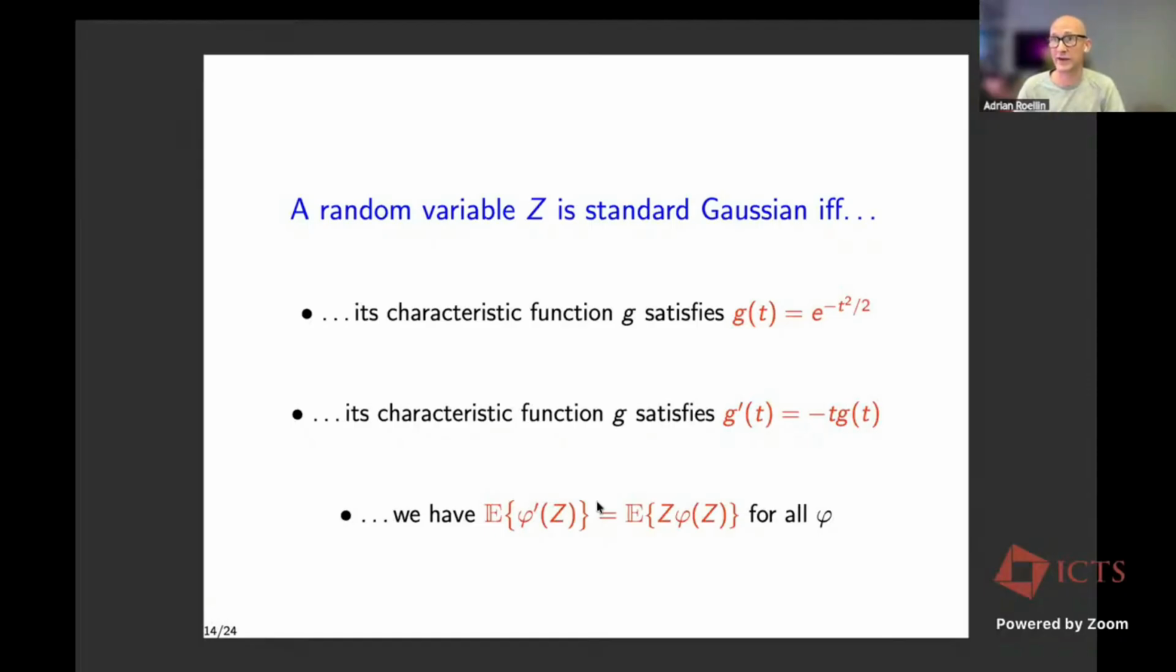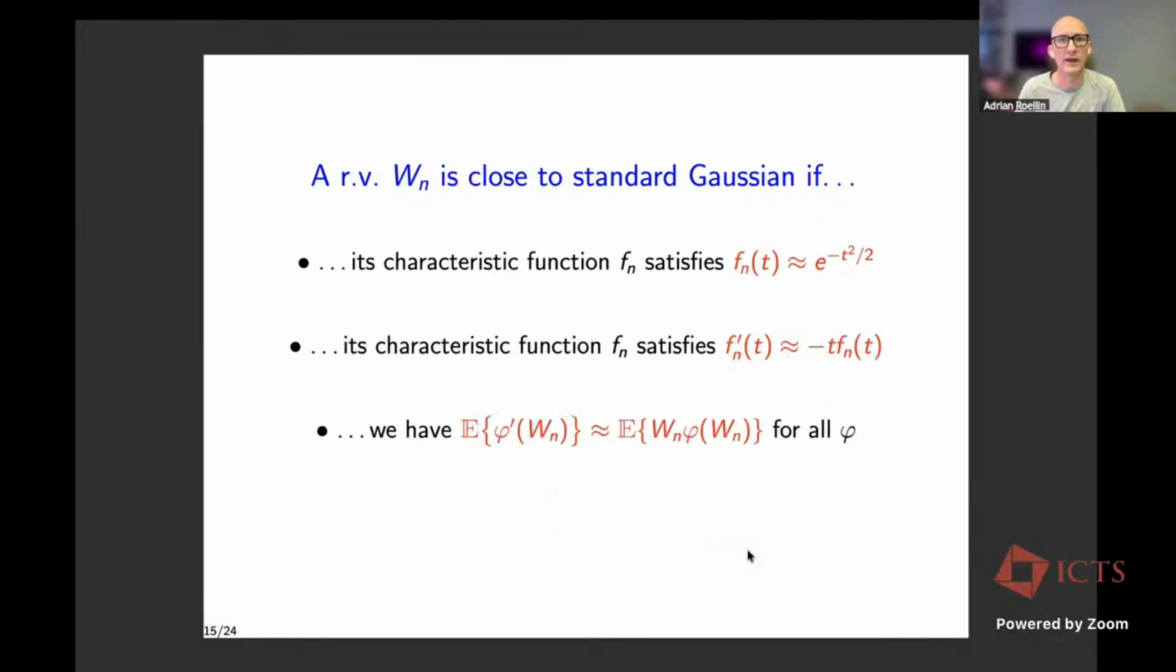So here we now have various characterizations of when a random variable Z is standard Gaussian: if the characteristic function is exactly of this form, or if this ODE is satisfied for the characteristic function, or if we have this identity for a large family of functions phi. And then we deduce the principle that if a random variable W_n of interest is close to Gaussian, well, these identities should be holding approximately.